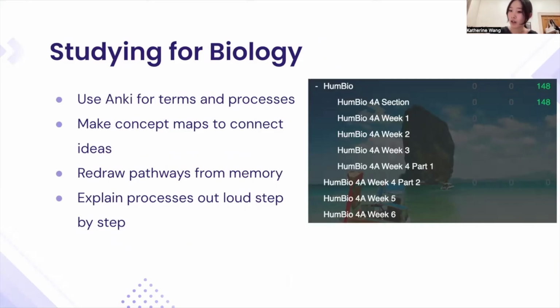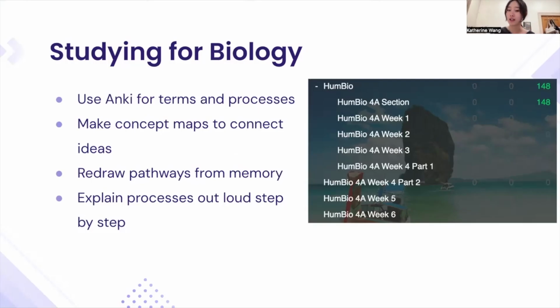And what I really like about Anki is that it's really meant for you. There's an algorithm to make sure that you study a certain number of cards and remember a certain number of cards each day. And I found that it's super helpful for classes that are packed with information like biology.